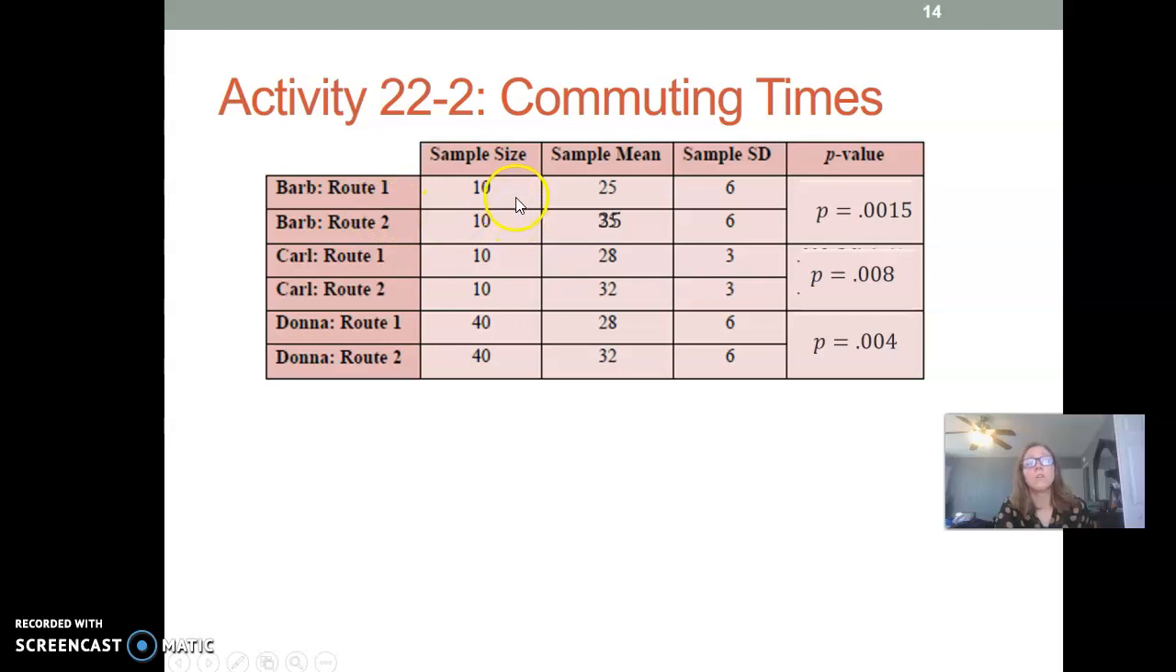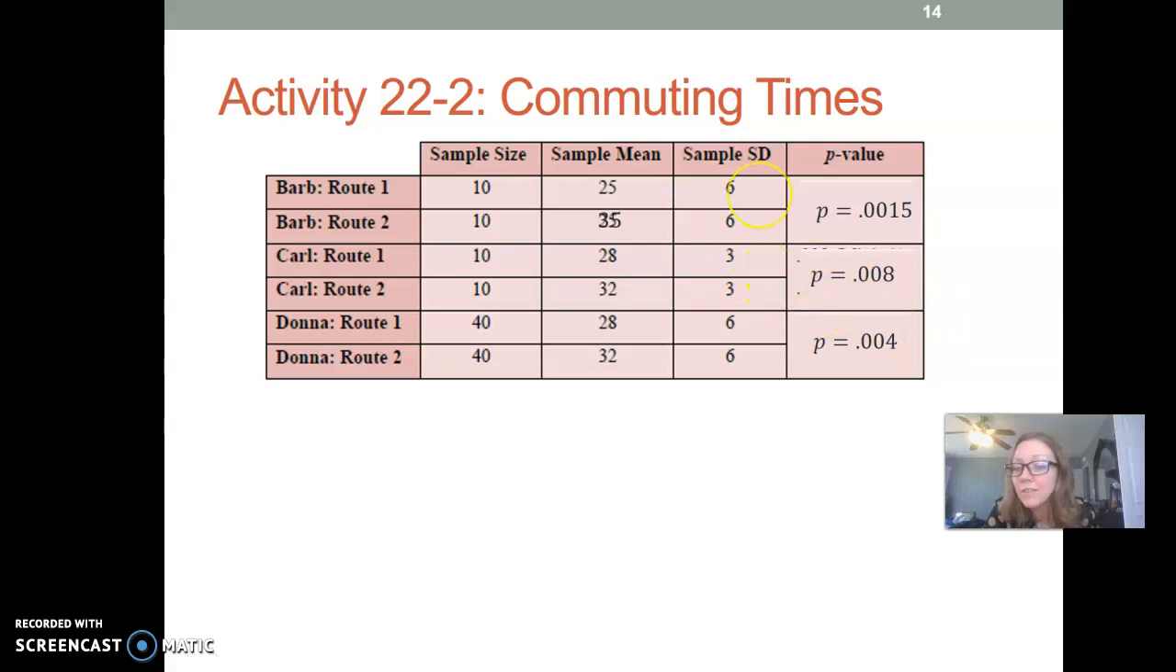Barb's sample size was 10, and the means were 25 versus 35. The sample standard deviation was 6, but her p-value was 0.0015 compared to Alex's 15%. So it looks like it is statistically significant that Route 1 is shorter than Route 2. Carl has the same sample means that Alex had and the same sample size, but his standard deviations were smaller. His data was more consistent.